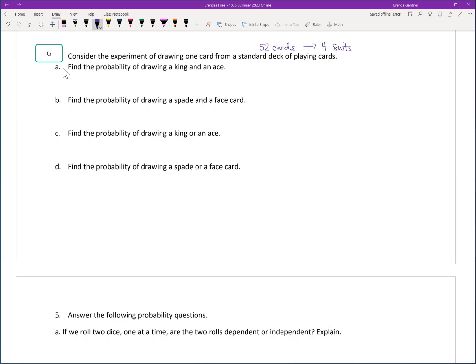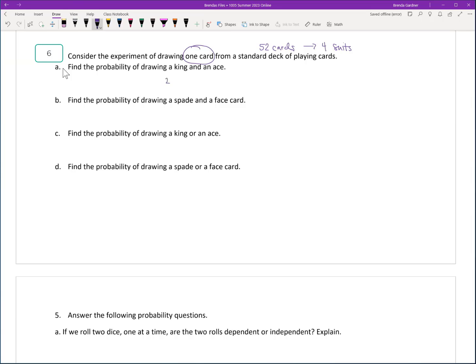Okay, so this one's kind of a silly question. I'm thinking about what I would put as the answer here. If I draw one card, maybe it's not so silly. It's got to be a king and an ace at the same time.